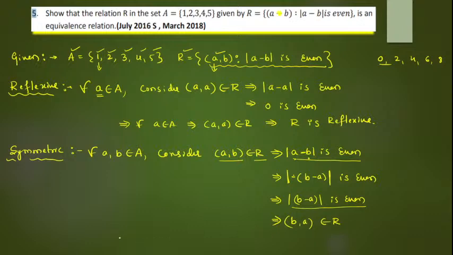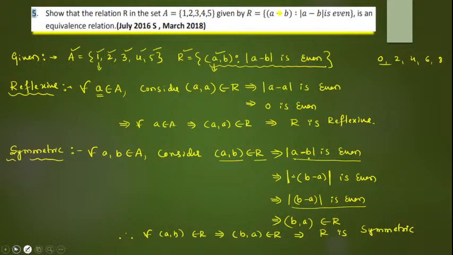Very simple statement. Therefore for all a comma b belongs to R, your reverse ordered pair b comma a also belongs to R. This implies your relation R is symmetric.